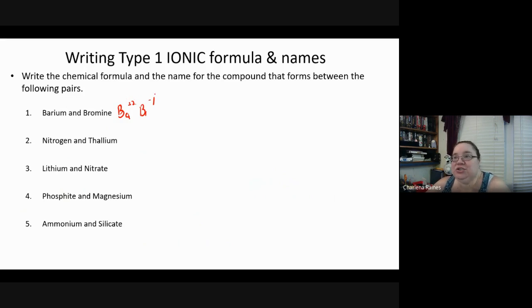Notice these 2 ions do not cancel out. They cannot reduce. So that means I have to swap and drop. My chemical formula would be BaBr2 because it takes 2 bromines to balance out that 1 barium. This thing's name, well, we name it in the order that we wrote it, barium. And remember that that second element, if we have 2 capital letters, always changes its ending to IDE. So bromine becomes bromide.